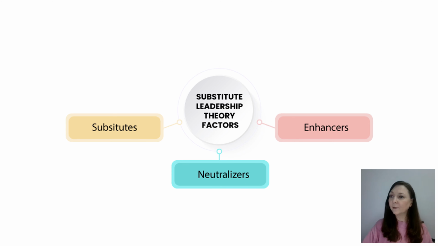The following variables may substitute or neutralize leadership via people-oriented support or task-oriented direction, rather than a leader. They include follower characteristics, which are ability, knowledge, training, and experience; the characteristics of the task: clarity, routine, feedback, and intrinsic satisfaction; and the characteristics of the organization: explicit goals, plans, cohesive groups, and spatial distance between leaders and followers.